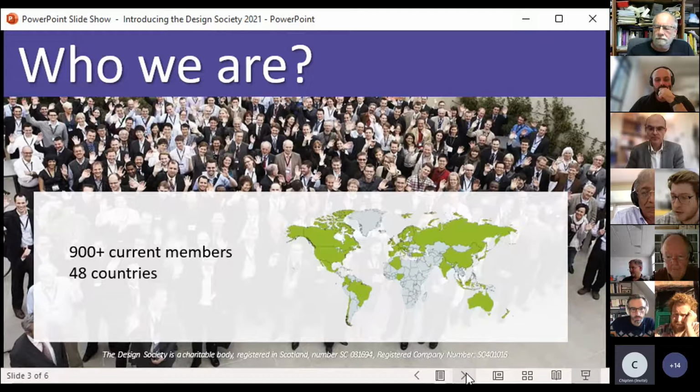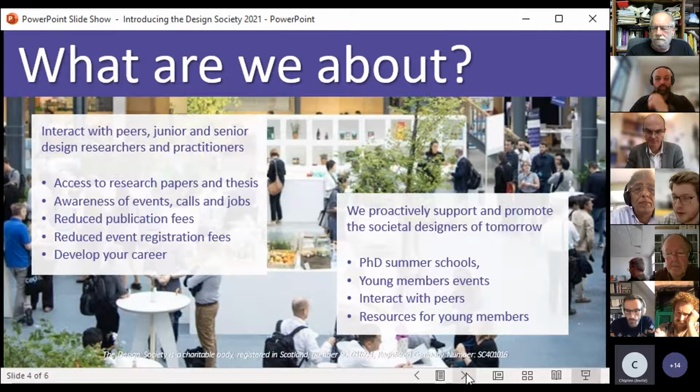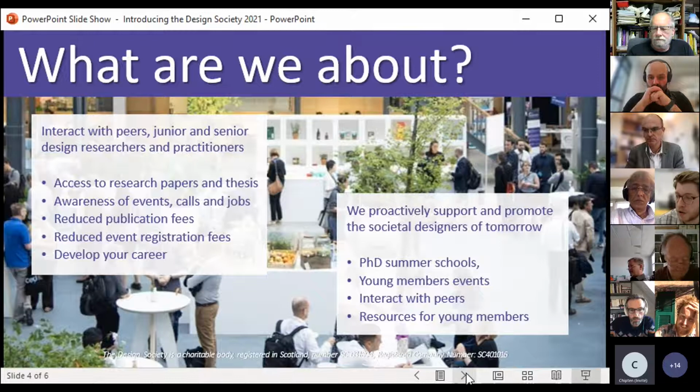You might be able to see some people in the picture in the background that you recognize. What the Design Society does is organize events and disseminate knowledge. It does that through access to research papers and theses, awareness of upcoming events, calls for papers and jobs, reduced publication fees, reduced event registration fees, and support to develop your career within academia and industry in design. For our younger members, there's also information about PhD summer schools, young members events, interactions with peers, and different resources for young members as well.